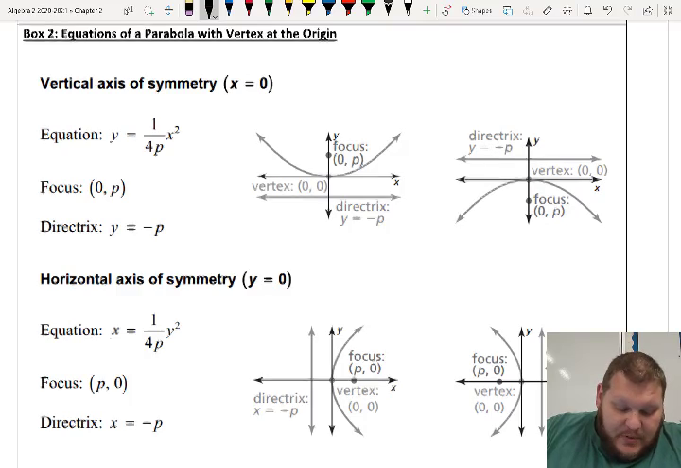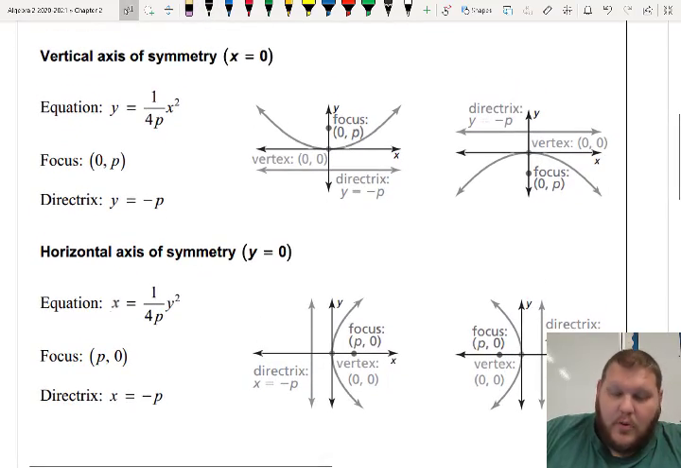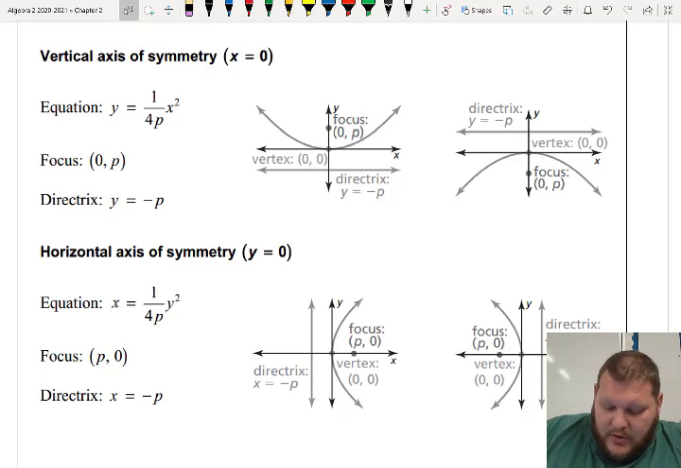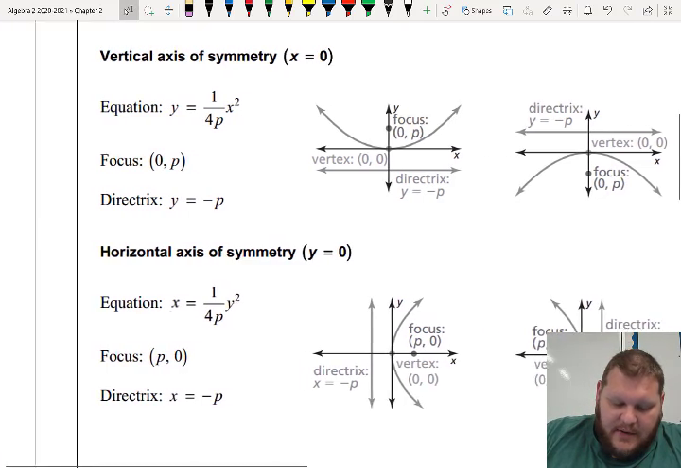We also have the option of a horizontally opening parabola, because we don't have to worry about our x being squared. It could be our y that's being squared, in which case it's the same thing. Literally the only thing that changes is I flip-flop x and y. So now it's x equals 1 over 4p y squared to get a horizontally opening parabola. That information will be available to you in a cheat sheet form, but for right now, just make sure you have that to reference.